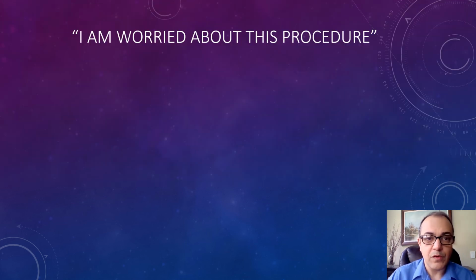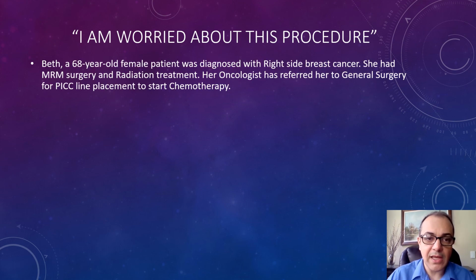Let's start with the first case example. I am worried about this procedure. Beth is a 68-year-old female patient diagnosed with right side breast cancer. She had modified radical mastectomy surgery and radiation treatment already. Her oncologist has referred her to general surgery for PICC line placement to start chemotherapy.